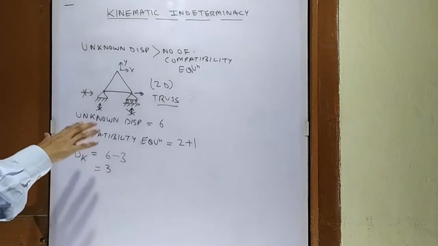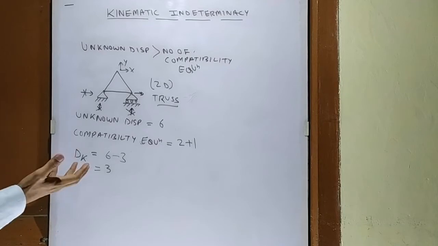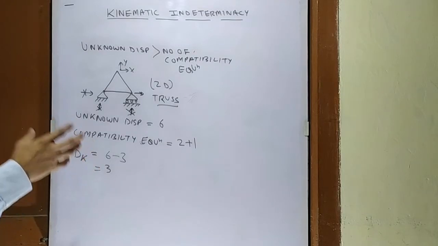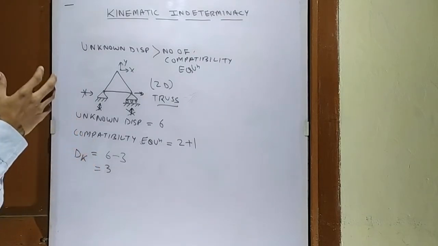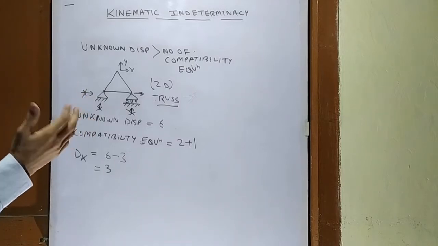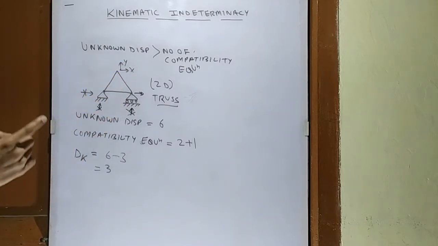So this is the basics of kinematic indeterminacy. And what is the meaning of kinematic indeterminacy? Kinematic indeterminacy is the number of unknown displacements which are in addition to the number of compatibility equations available in that structure.